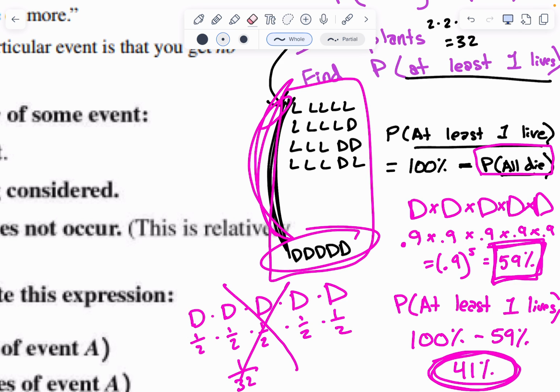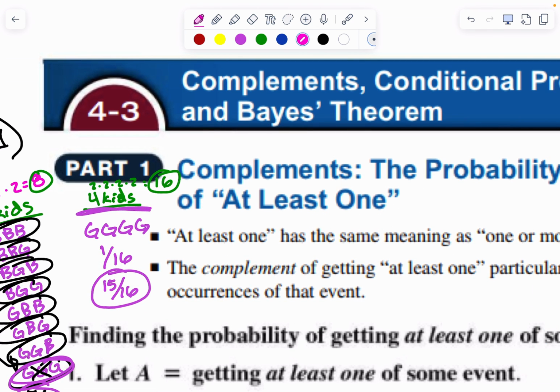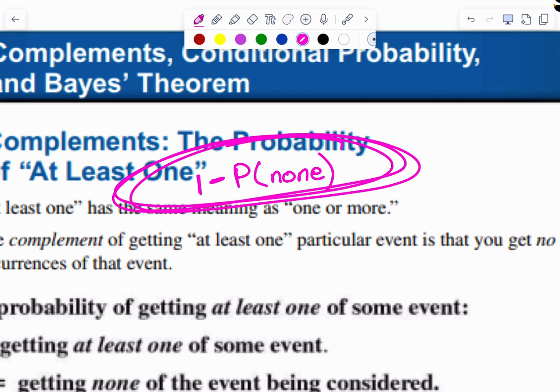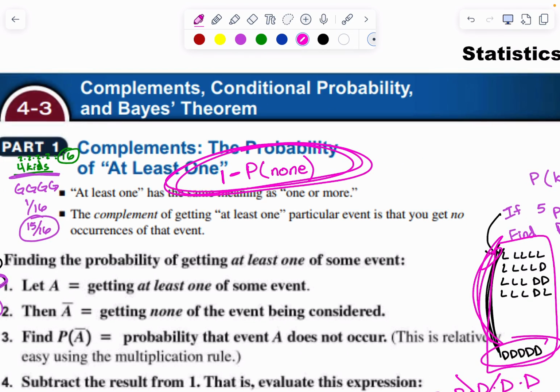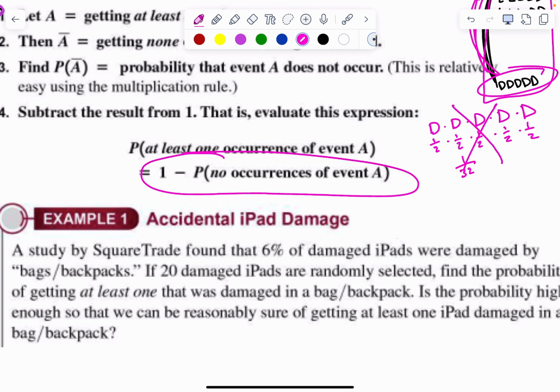Does that make sense? Okay? So, rather than doing the probability that at least one of them lives, we're going to do the probability of none subtracted from 100%. 1 minus the probability of none. That's the huge thing there, right? Every other combination is going to have at least one, except for the one where there's none, right? Okay, we'll see this here in a second. All right, here we go. So right here, probability is 1 minus the probability of no occurrences of the event. That's what we're going to do each time.